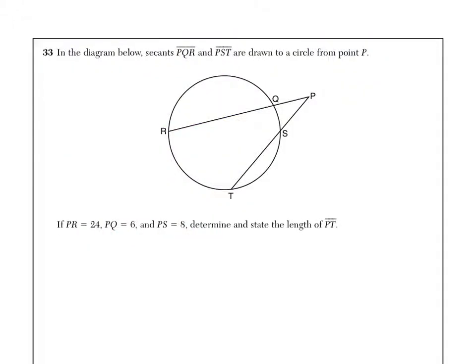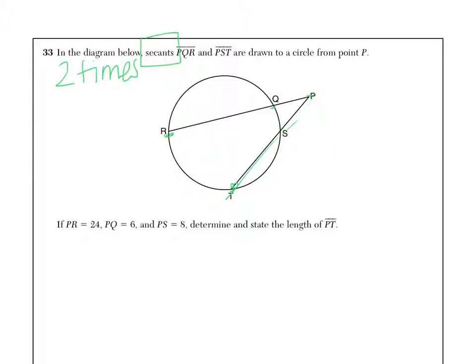Number 33 says, in the diagram below, secants PQR and PST are drawn to a circle from point P. Just so you know, secants mean that it crosses through the circle 2 times. So here the secant PR crosses through the circle once at R and once at Q. PT crosses through at S and T.